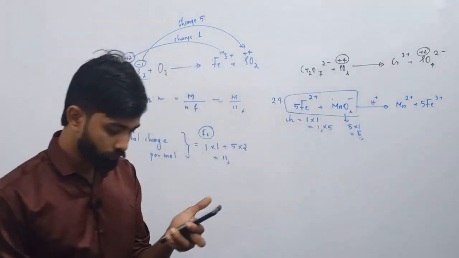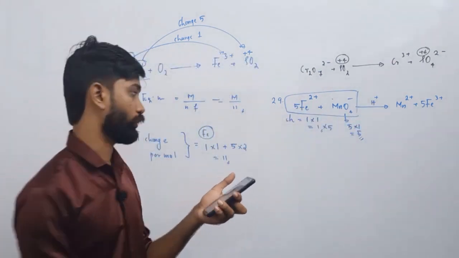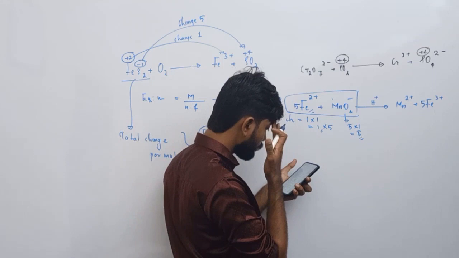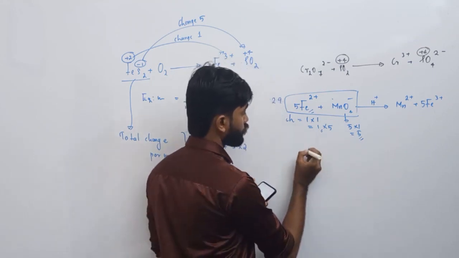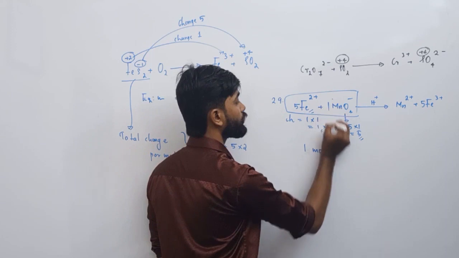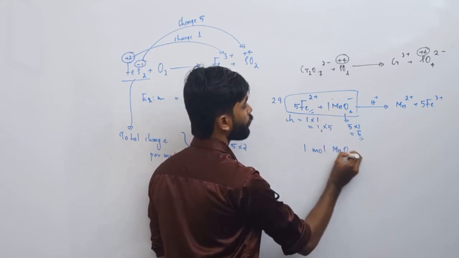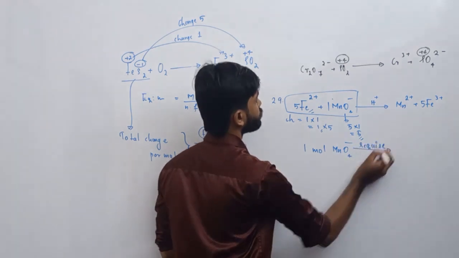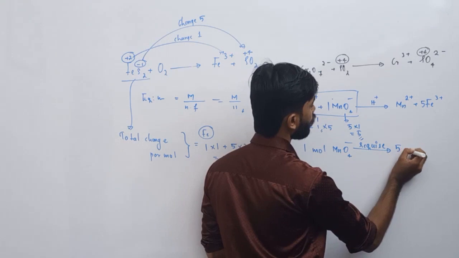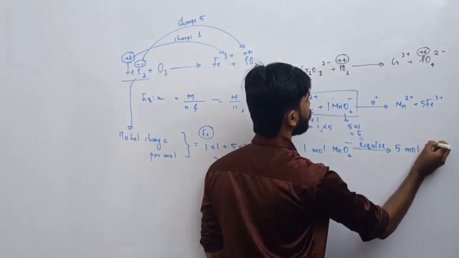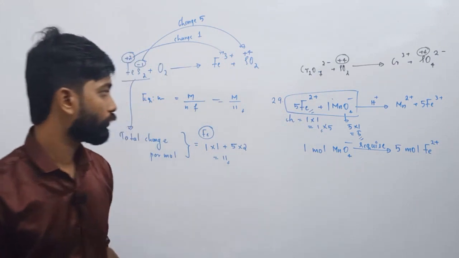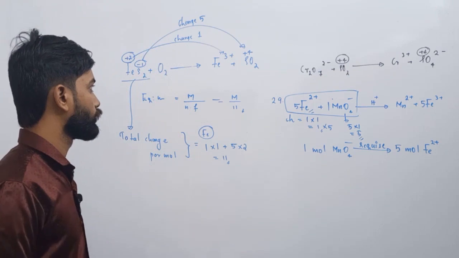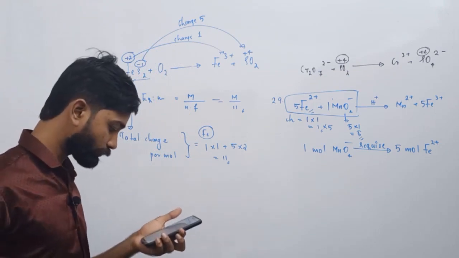What is our question? Our question is, how many mole of FeSO4, which means this one, is reacted with 1 mole of KMnO4. So it is clear that 1 mole of MnO4- requires 5 mole Fe2+. So it is perfect. Ready.